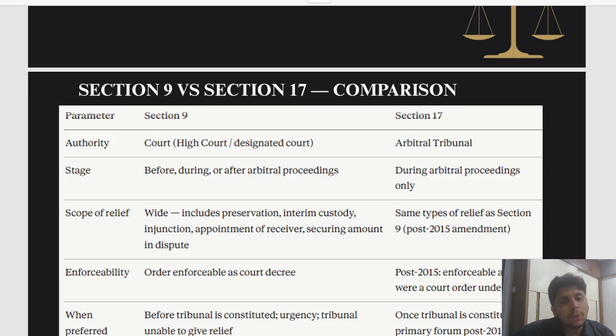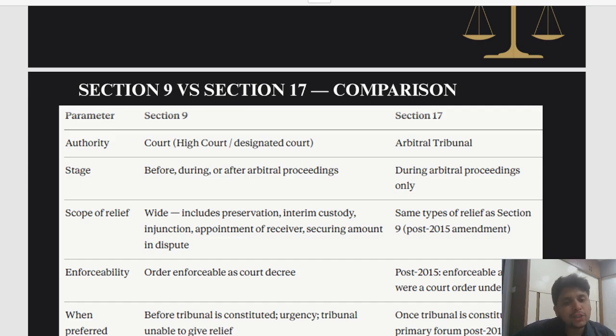Next is scope of relief. Very wide, wherein the reliefs including preservation, interim custody, injunction, appointment of receiver, securing amount in dispute, these reliefs can be sought. Now, after the amendment of 2015, Section 9 and Section 17 are very much equivalent when it comes to powers. However, the only difference between the two is the authority before which it is to be filed. That's all. Otherwise, everything remains the same.